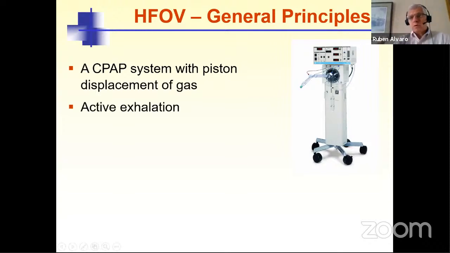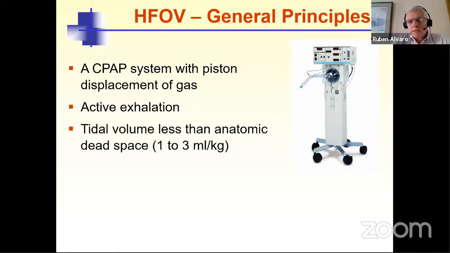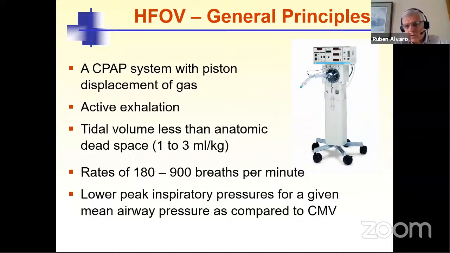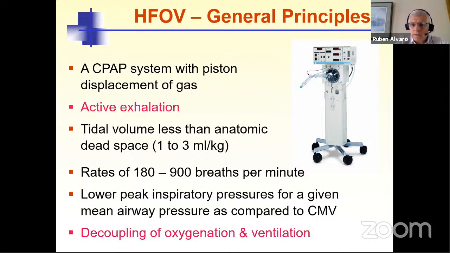So it has an active exhalation because it sucks the air out of the lungs, and it uses tidal volumes less than anatomic dead space, usually between 1 and 3 mL/kg. The rate range that the oscillator uses is about 180 to 900 breaths per minute, measured in hertz. 1 hertz is equal to 60 breaths. In general, it uses lower peak inspiratory pressures for a given mean airway pressure as compared to conventional mechanical ventilation. And finally, one of the key characteristics of high frequency oscillatory ventilation is almost 100% decoupling of oxygenation and ventilation. You can adjust the oxygenation and the ventilation completely separately. So the two most characteristic principles of high frequency oscillation are active exhalation and almost 100% decoupling of oxygenation and ventilation, okay?